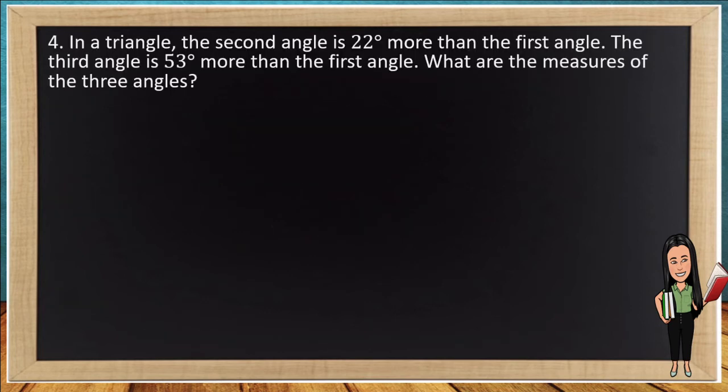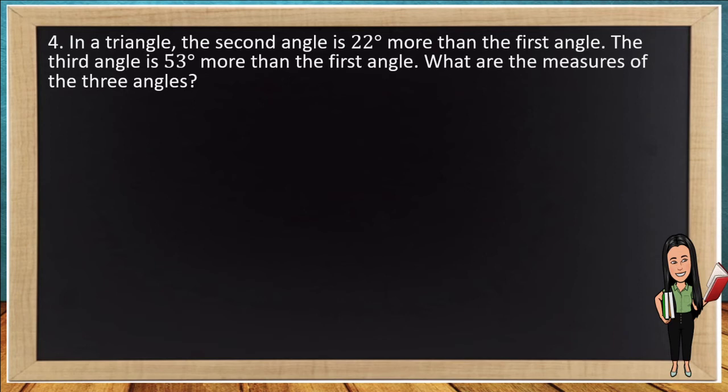Ito naman, yung question na to, angle measurement naman yung dinidiscuss. In a triangle, the second angle is 22 degrees more than the first angle. The third angle is 53 degrees more than the first angle. What are the measures of the three angles? Na-mention na kanina that for a triangle, the sum of the measures of the interior angles is 180 degrees. Yun yung gagamitin natin for our working equation.